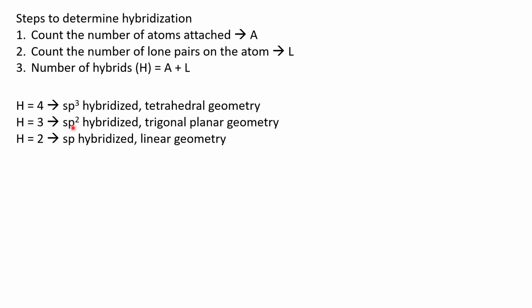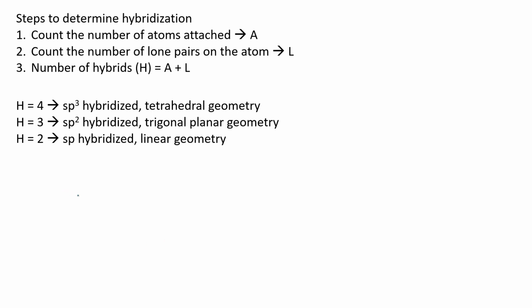When H equals 3, this is an sp2 hybrid atom. Again, it gives us our trigonal planar geometry. And when H equals 2, that gives us our sp hybrid orbitals, and this is our linear geometry. I'm going to draw a couple of Lewis structures, and we are going to determine hybridization on the atoms.